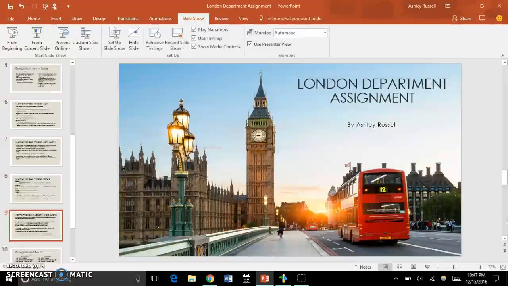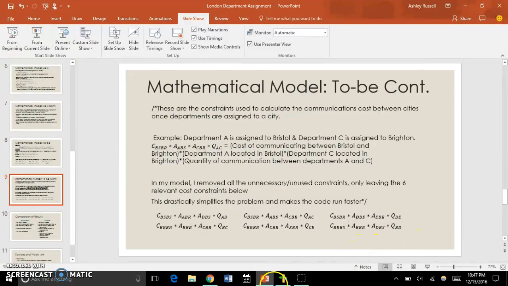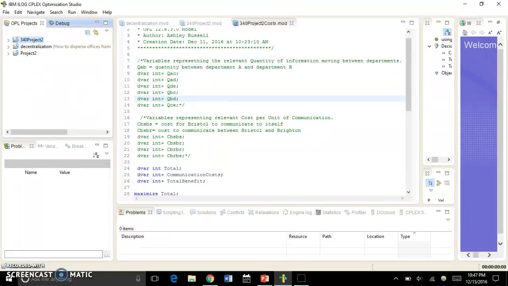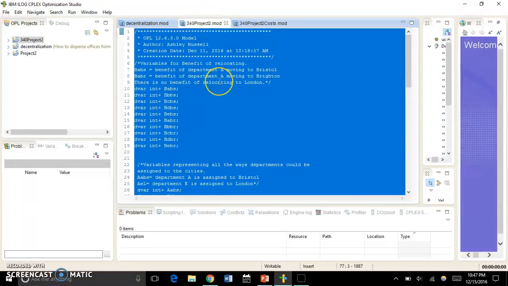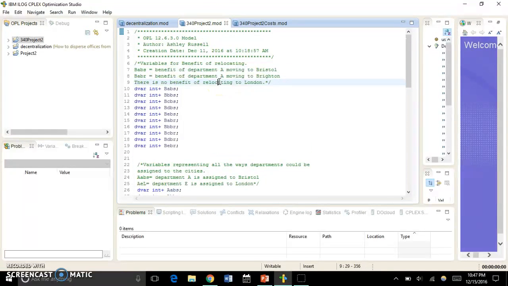So let's move over into the code. So here is the code for the first part of my problem. I broke it into two pieces. The first part is just the code needed for the assignment, and the second part, the second model, is for calculating the costs. But let's just focus on this one for now.